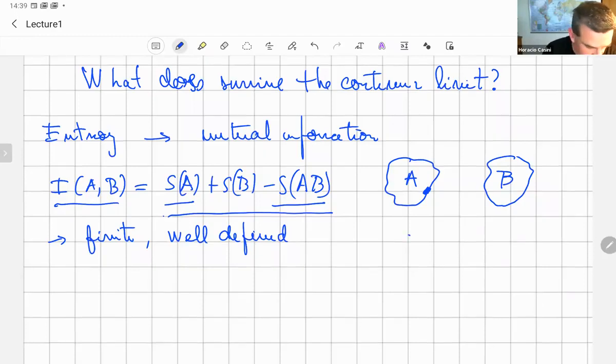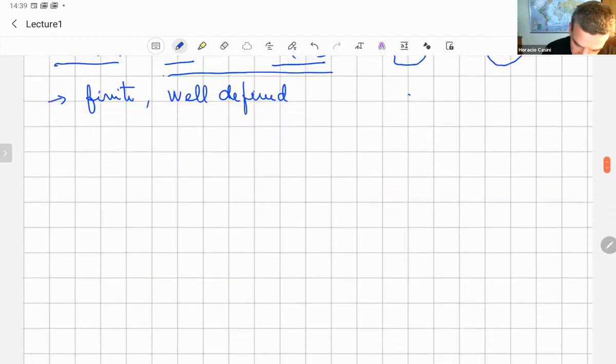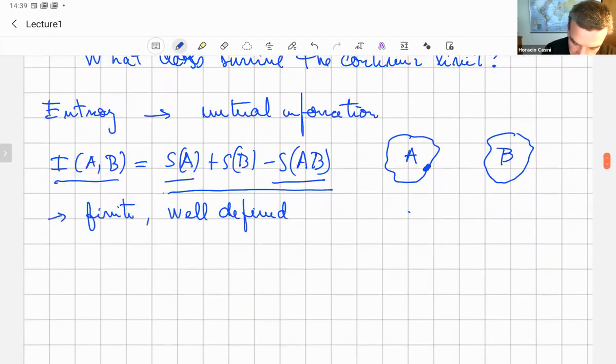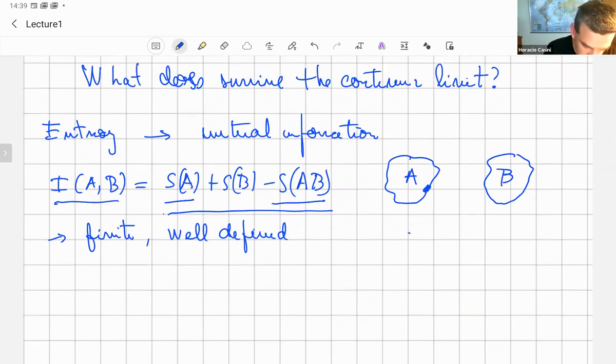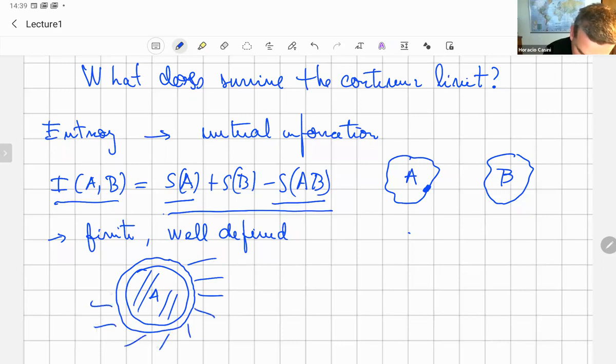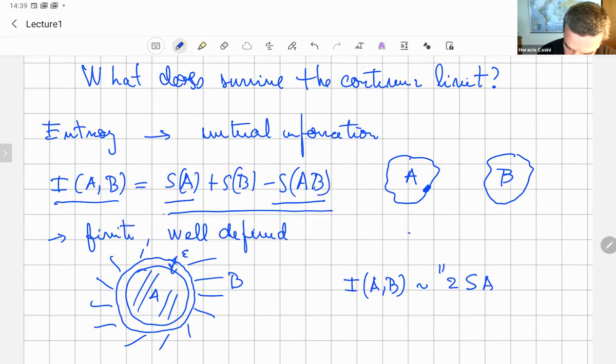So let me say something more general. We can construct the following thing. You can take a region A, and you can take a region that is just outside A. Let's call it B, and this distance, let's call it epsilon. And you can compute the mutual information. And then this thing will approach something that heuristically is twice the entropy of A.